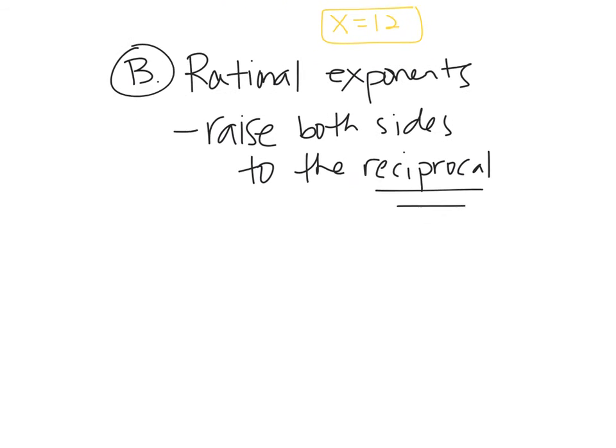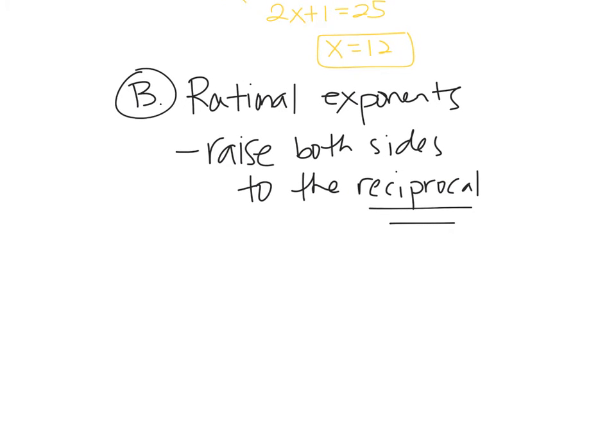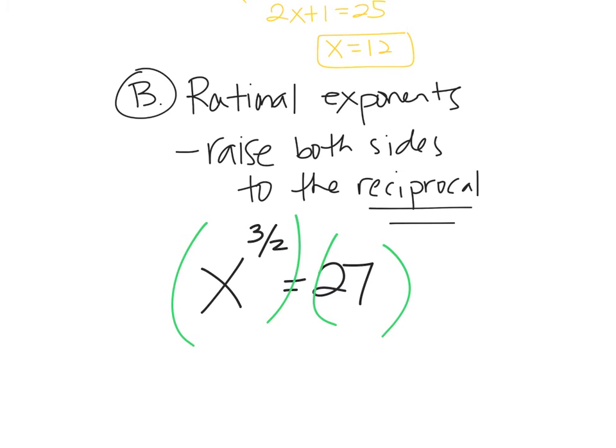Okay, so for example, if I have something like x to the 3/2 is equal to 27. This is hard to solve. Can you do that in your head? What number to the 3/2 gives me 27? That would be tough to do. This is what you want to do. You want to raise both sides to the reciprocal, 2/3. Reciprocal, remember, is to take the fraction and just flip it. So we would raise both sides to the 2/3.